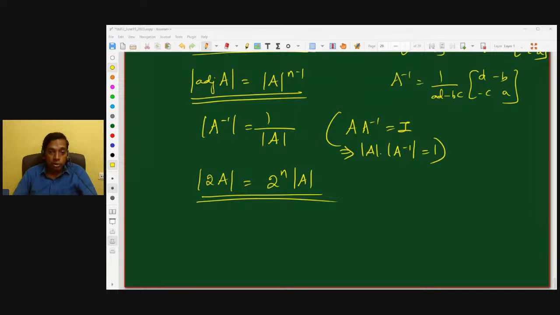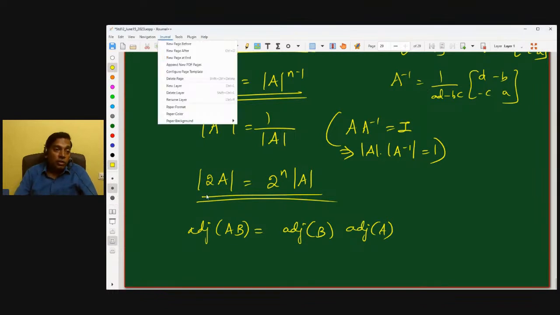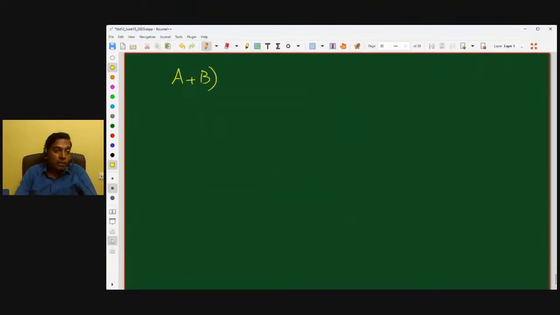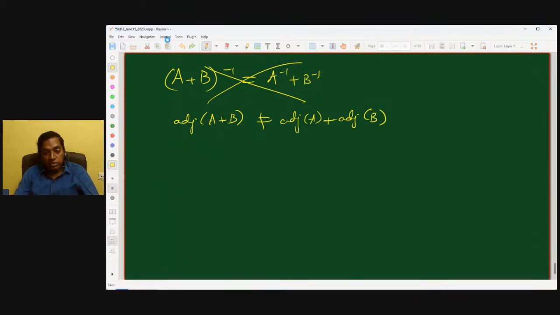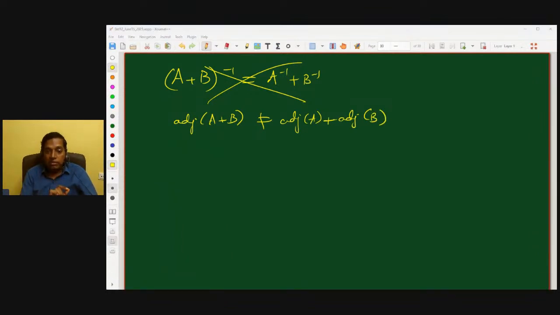Of course, the most important thing that we wrote, adjoint of AB is adjoint B, adjoint A. Remember, none of these properties work for plus. A plus B whole inverse equals A inverse plus B inverse is wrong. Adjoint of A plus B, you can't write it as adjoint A plus adjoint B. When you add two matrices, individual entries are added. That will be very different from what you get when you do the operation on the whole.